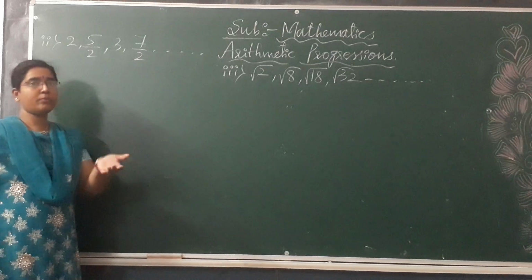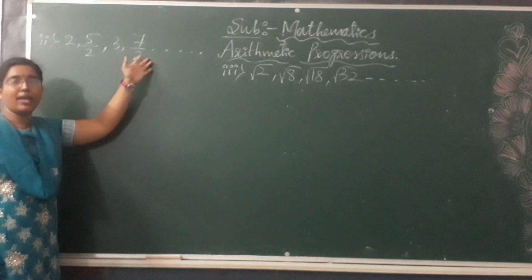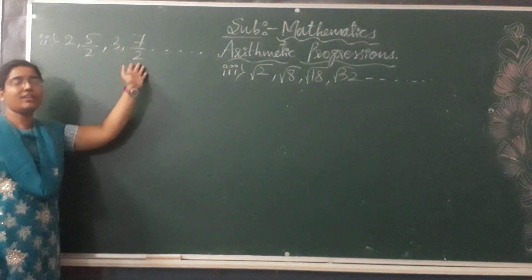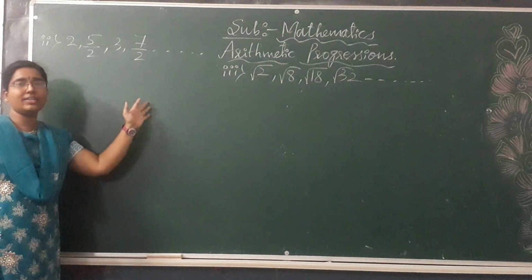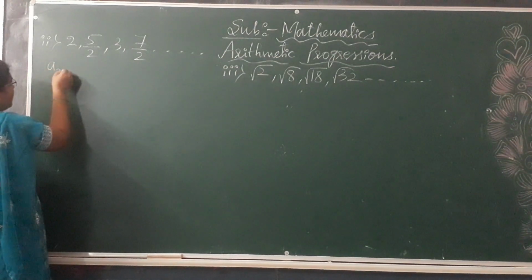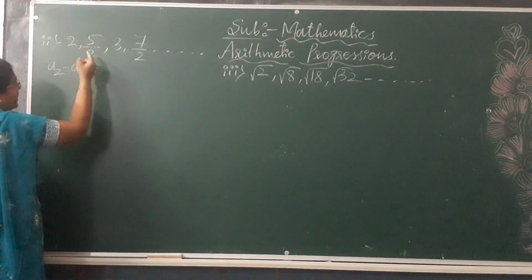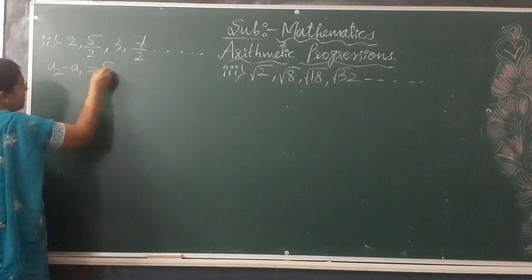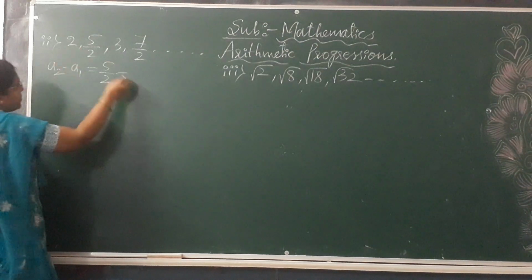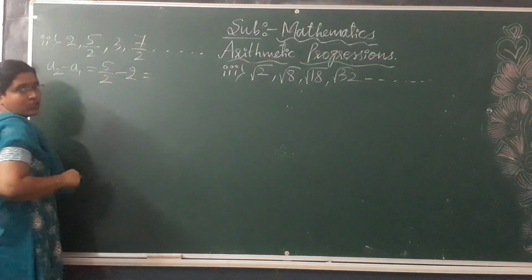Let us solve one more problem. Here also, a list of numbers is given. First we have to find whether it is in AP or not. If it is in AP, later we have to find the next 3 terms. First find the common difference. A2 minus A1 is equal to: the second term is 5/2 minus the first term 2. Here, subtract these two numbers.